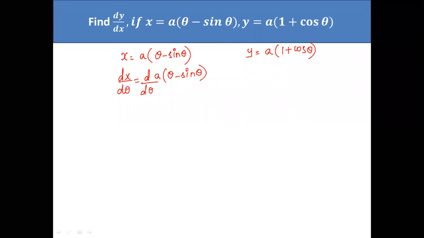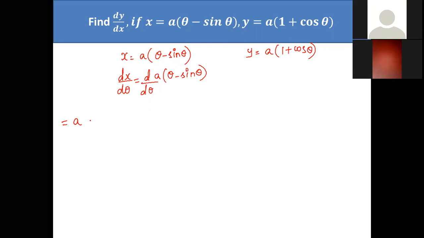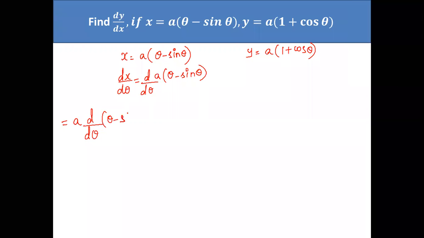A into theta minus sin theta. Okay, again, that is equal to, here you can see a is a constant and it is in the product form, so you can take it out. You'll be remaining with d by d theta of theta minus sine theta. So that is a into, again it is derivative of the difference, that is nothing but difference of the derivative. So you'll be getting d by d theta of theta minus d by d theta of sine theta.